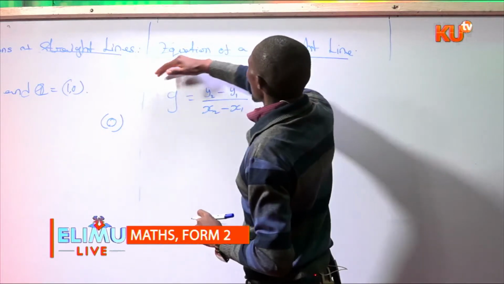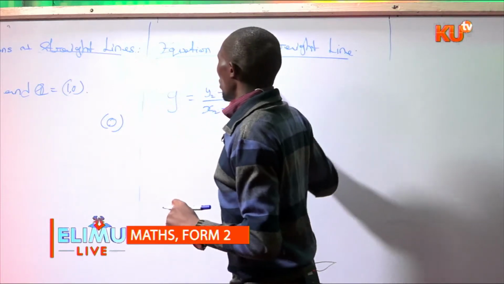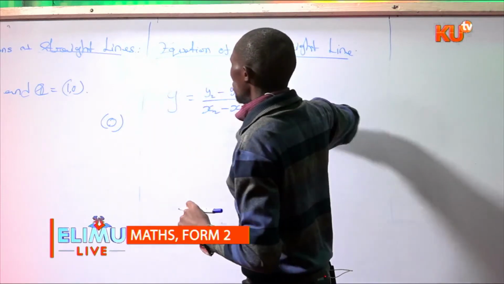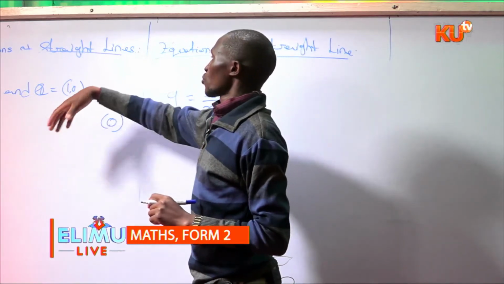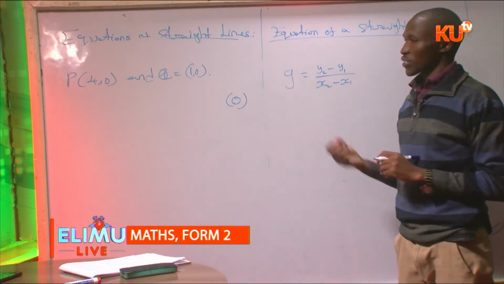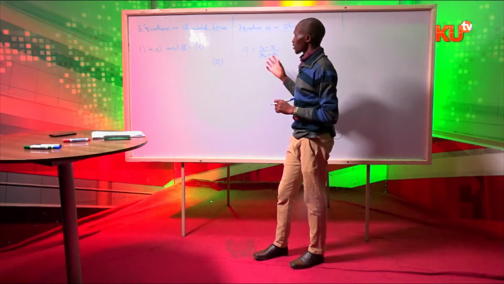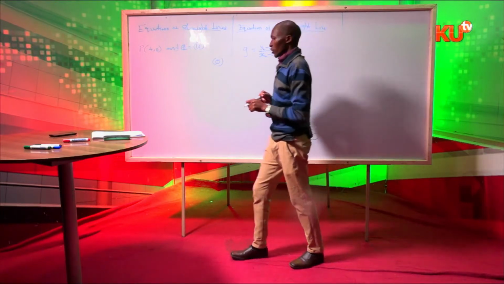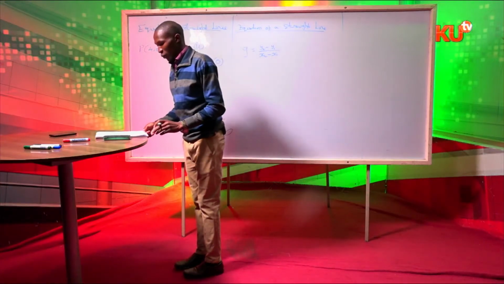Now, when we talk about the equation of a straight line, we'll just expound on this equation here. It is a very simple equation, and I believe you have seen how we can use it to find gradient. Now, we are going to use this equation to find the equation of a straight line. We will just expound it. Therefore, I'll just need to have an example, then we can work on it.